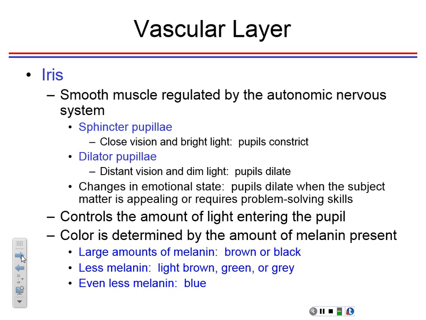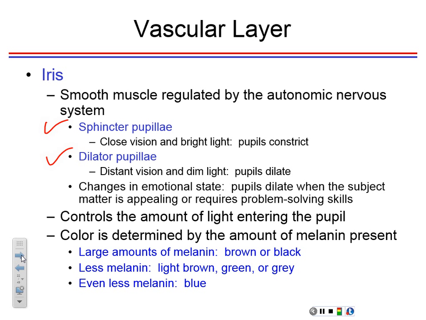And then the dilator pupillae will be active in dim light conditions, because then you really need to open up so you can let as much light as possible in, because there's not a lot of it. Okay? So in the exam, I usually ask you to describe the function of these muscles in the iris and under which conditions they work. Okay? And why is it?